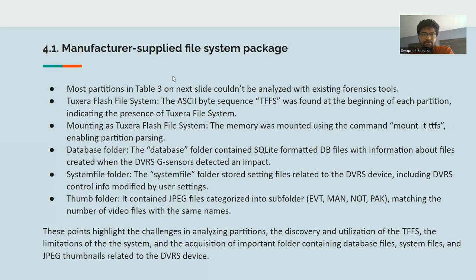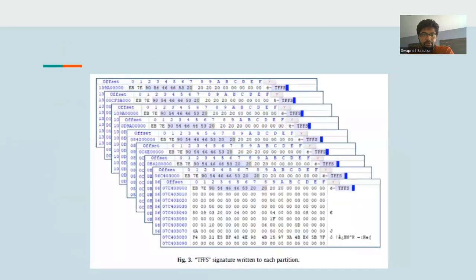And we have, sorry. So here you can see each partition has a TTFS signature. That's how in the starting here. So that's how we know that this is where the next partition is starting.